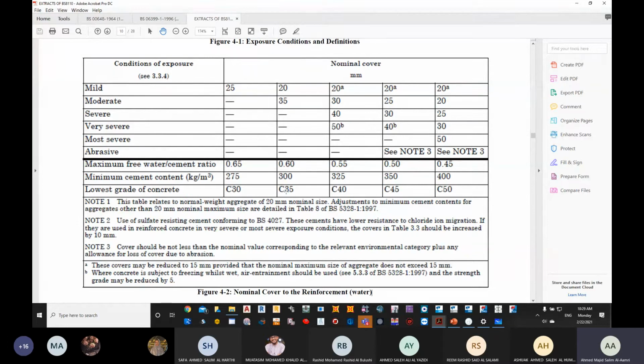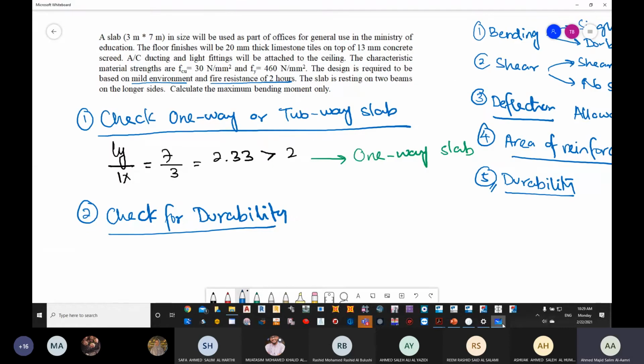And then for C35, since it's stronger, I don't require 25 mm cover. Now we require only 20 mm cover. And it goes on. The same thing here: 35, 30, 25, and 20. Whenever you are going stronger in terms of the capacity of the material, you will see that you don't require the same cover.